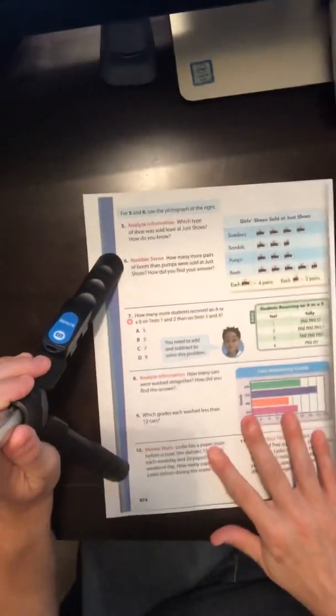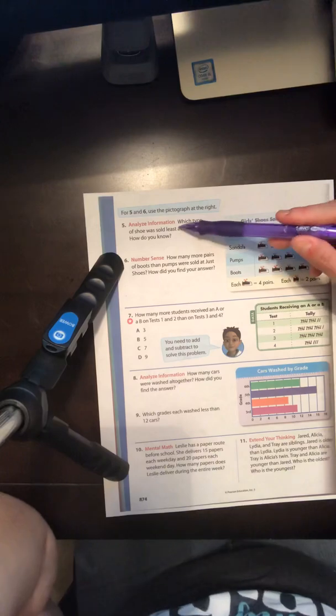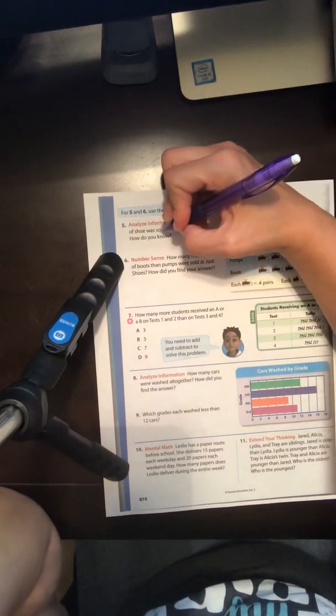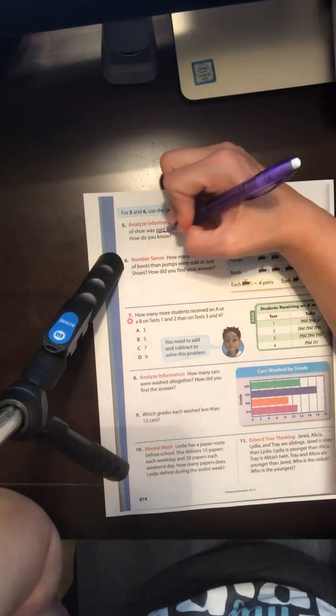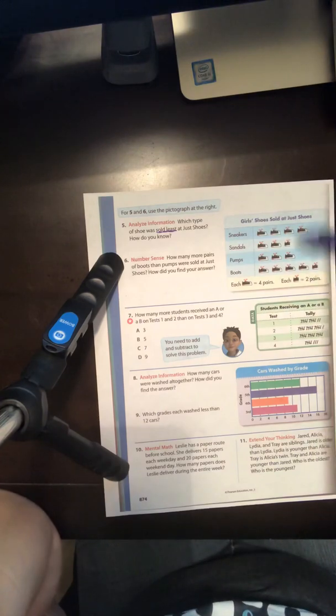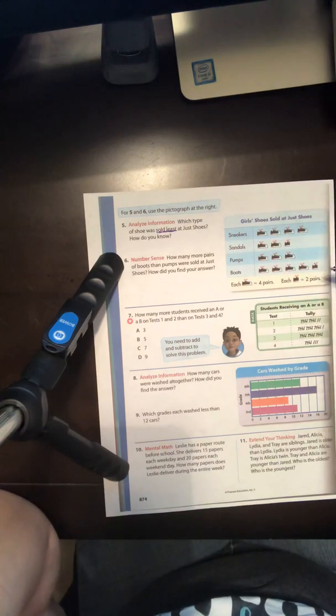So now this is the back. This is page 874, okay? It says which type of shoes were sold least. The least. How do you know? Well, I can look over here and tell you which one was sold the least. Okay? You just have to look.